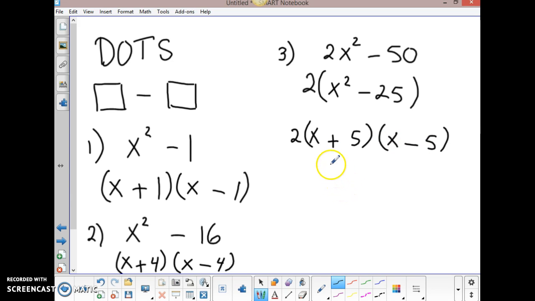And some of you might ask, does it matter if I put the plus here or the minus there, or switch them? It really doesn't matter because multiplication is commutative. So you have factored this problem using 2 techniques actually.